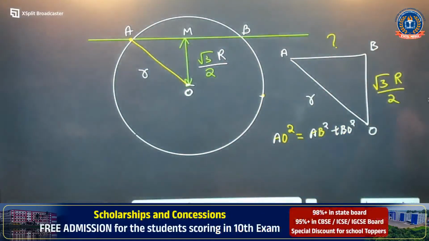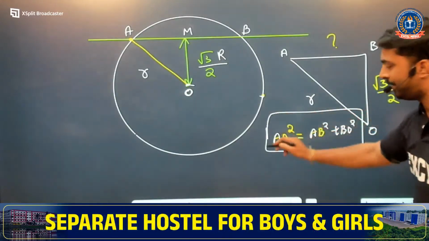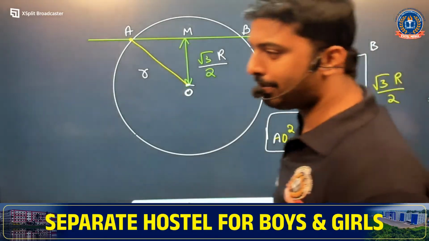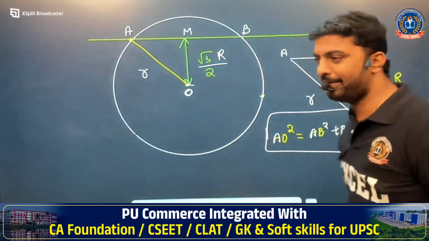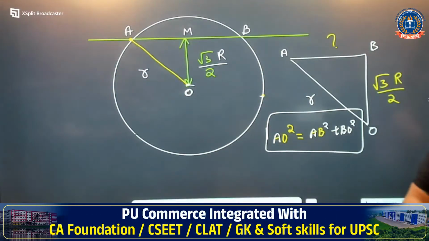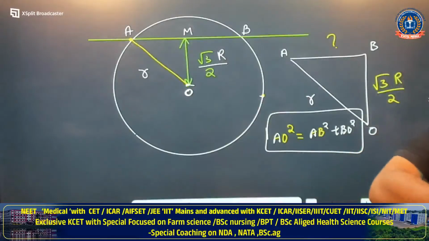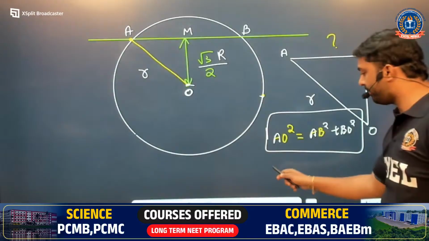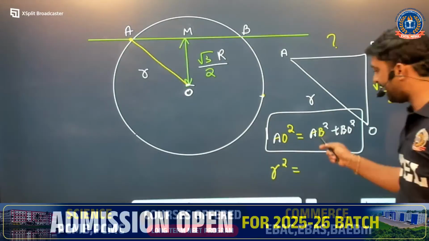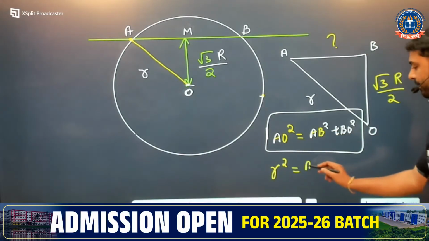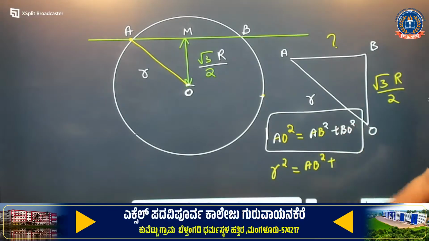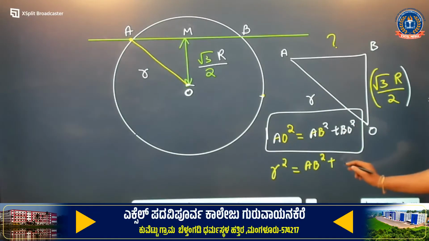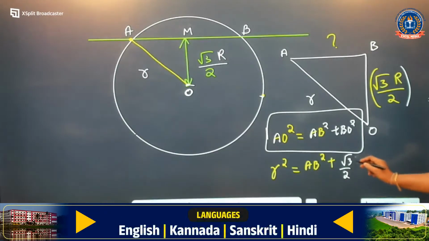Use your real name. Yes, if you use this, what is AO? It is r square. What is AB? Okay, AB we don't know, let it be. What is BO? It is √3/2r whole square. Let us solve this and see.